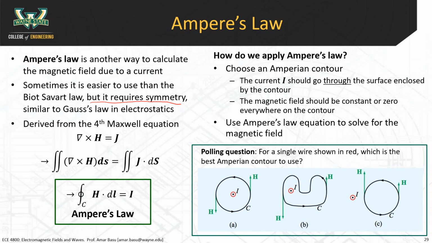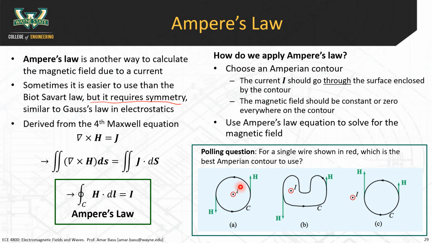Okay, good. I see that almost everyone chose A. That is correct. The first criterion is met: the contour has to enclose the current. You can see that in C, it does not enclose the current, so this is not a good Amperian contour to use. Second condition, the magnetic field should be constant or zero everywhere.